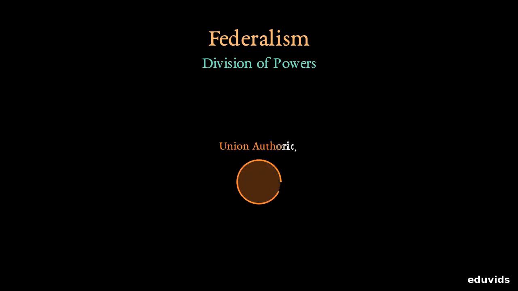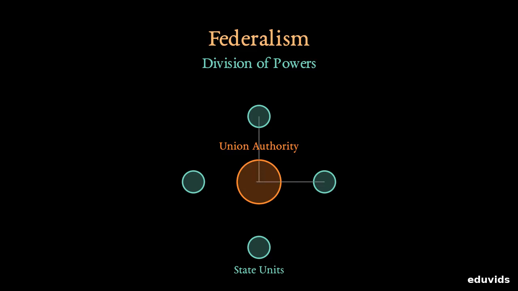Have you ever wondered how a country as vast as India manages to keep everything running smoothly, without one person making every single decision? Imagine a giant household where the parents handle the big chores like home security while the children manage their own rooms. This is the core idea of federalism. It is a system where power is divided between a central authority and smaller regional units.